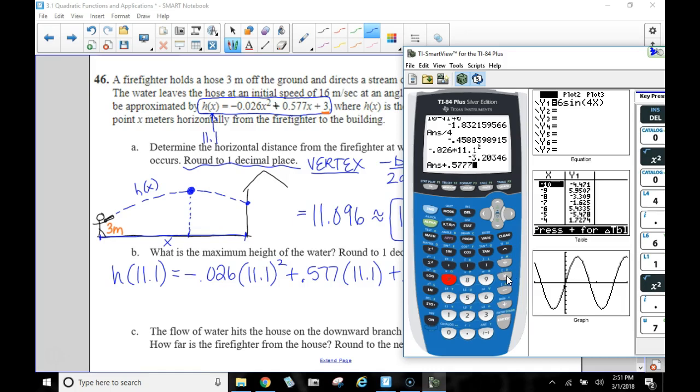times 11.1. Oops, I did too many digits. Okay, hold on, delete, cursor over, there we go. Now times 11.1, and then go ahead and say plus 3. This calculator knows to do the multiplications before I add everything together. And so that comes out to be, to the nearest decimal place, 6.2 meters.